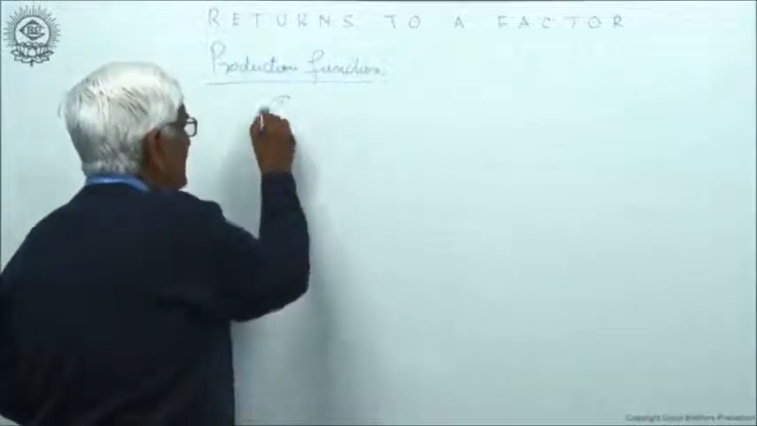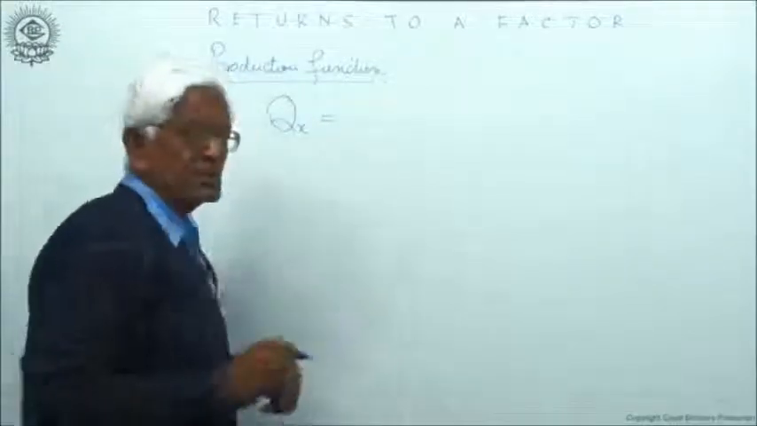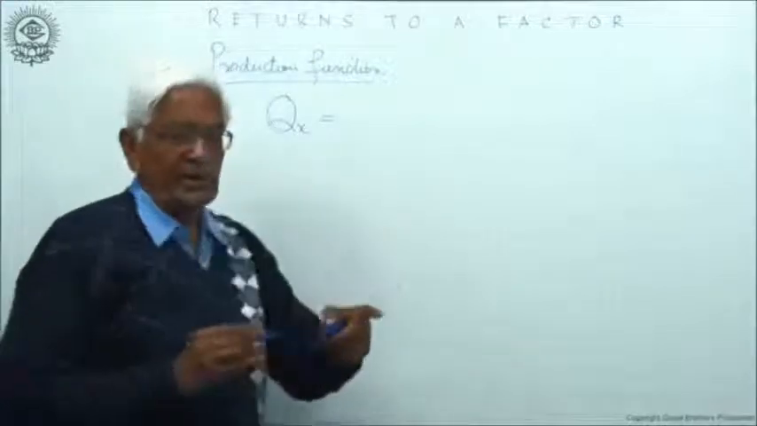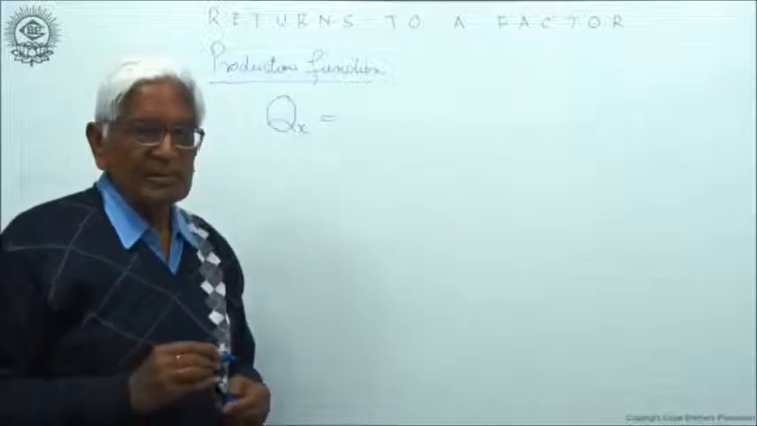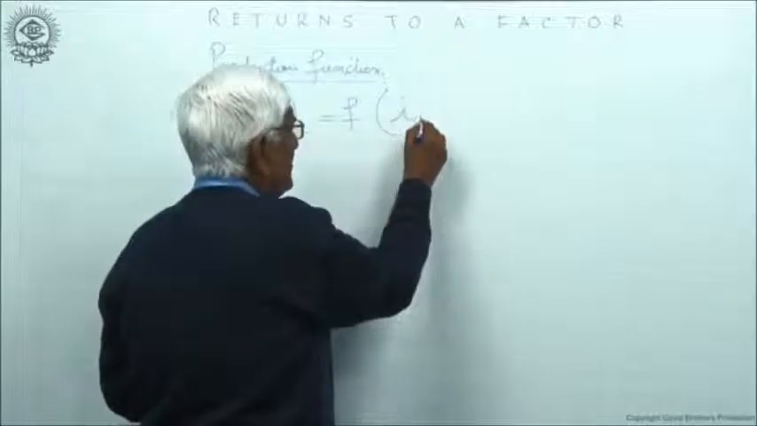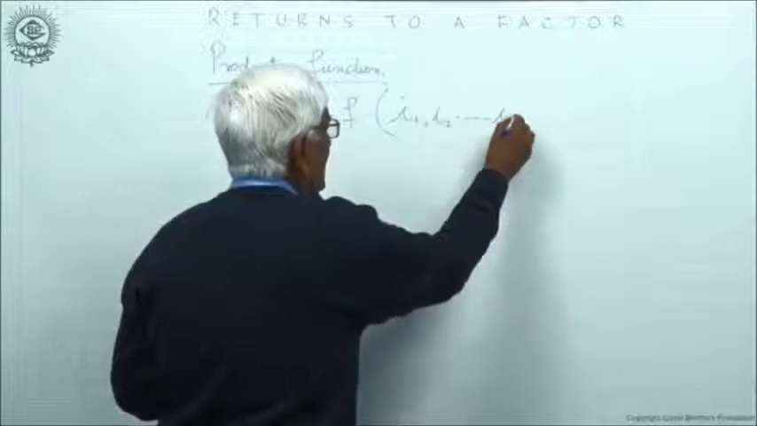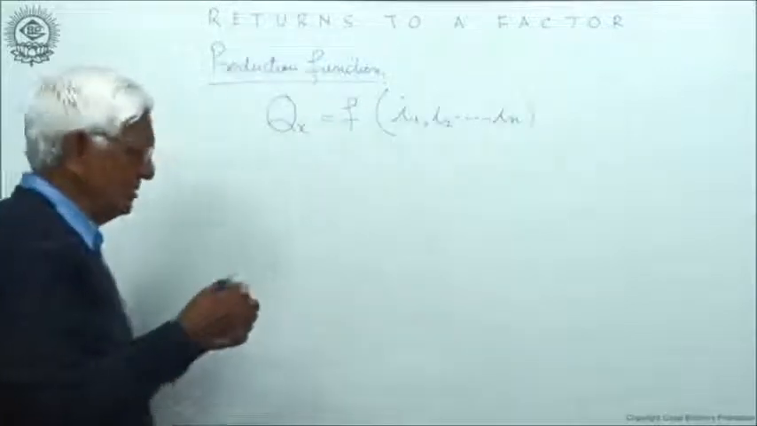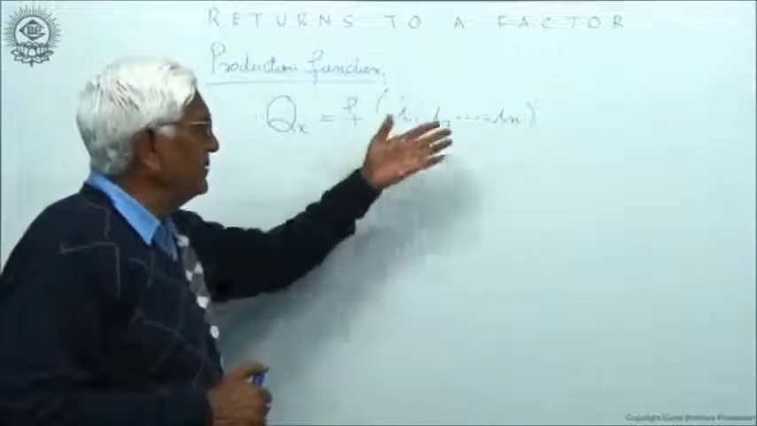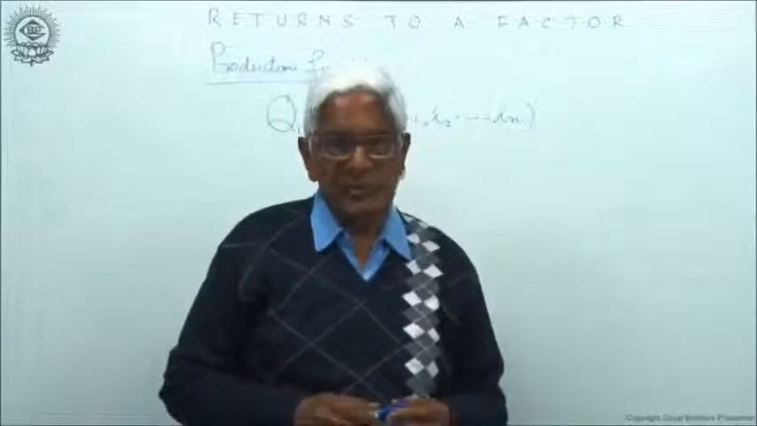Mathematically, it is represented like this. Q here means output, quantity of output produced. X refers to the commodity. Is the function of input 1, input 2, input n. That is, if there are 4 inputs, then n will be 4. If there are 10 inputs, then n will be 10, like that. This is a general form of production function.